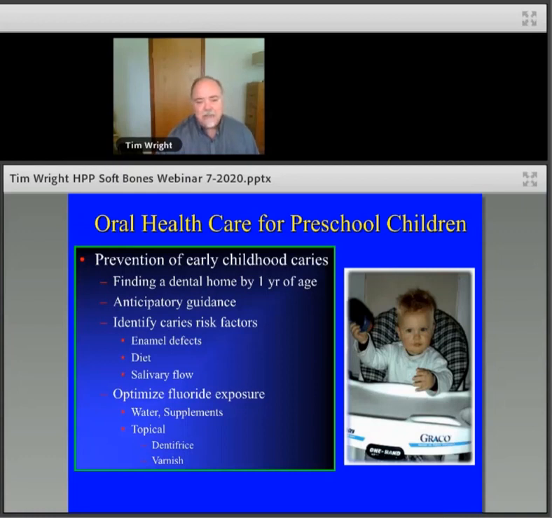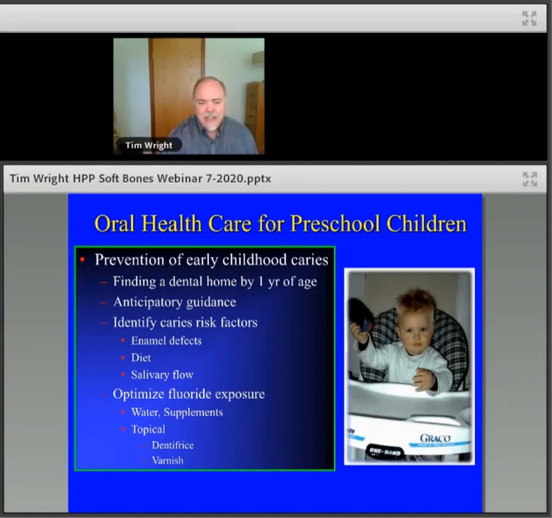Salivary flow is an issue more so for adults than it is for kids. Hypophosphatasia doesn't affect salivary flow as far as anybody's ever reported, and I don't know why it would, but it's not reported to do so. But other conditions do, certain medications do. And then fluoride exposure. Water fluoridation, if you have it. Fluoride supplements, not used as much anymore, but still out there if you needed them. And then all the topical things that you can put on.